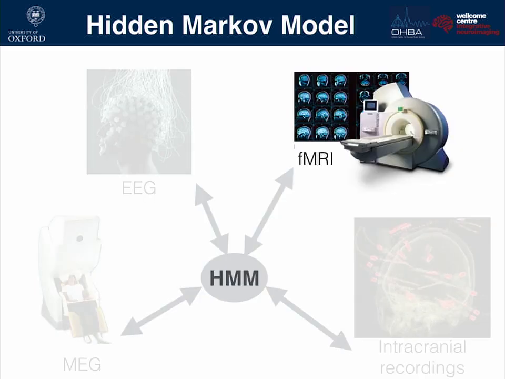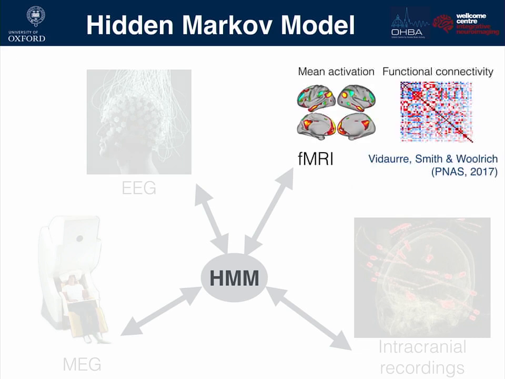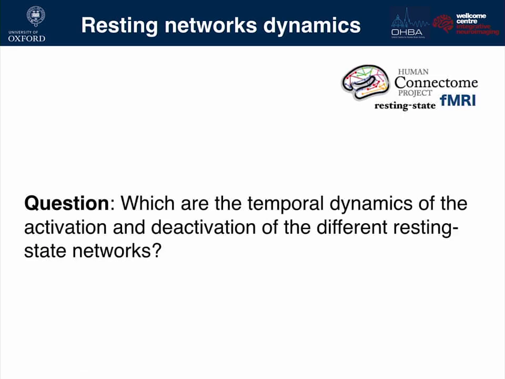So I'm going to try to demonstrate that this is useful through a couple of questions that we were interested in and investigated using this type of models. The first one, we use fMRI data. The state distribution that we use for this is a Gaussian distribution. Basically, each state contains the mean activation and some pattern of functional connectivity using a covariance matrix. And the question in this case is, we were interested in the temporal dynamics of the resting state networks.